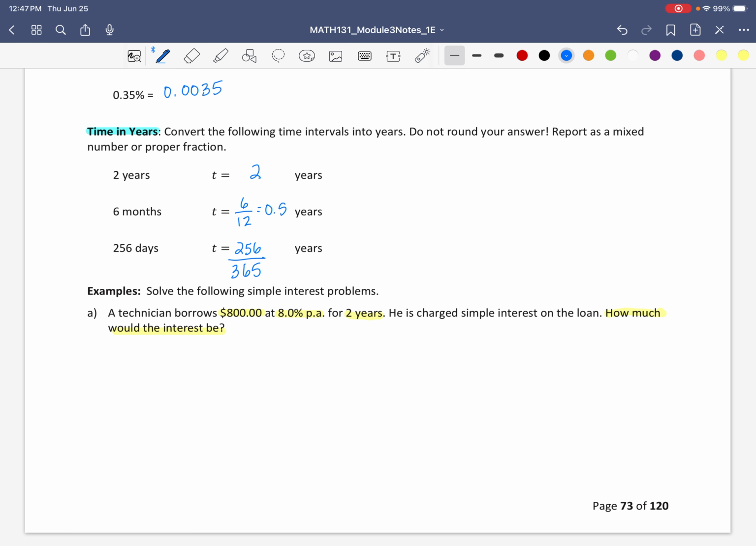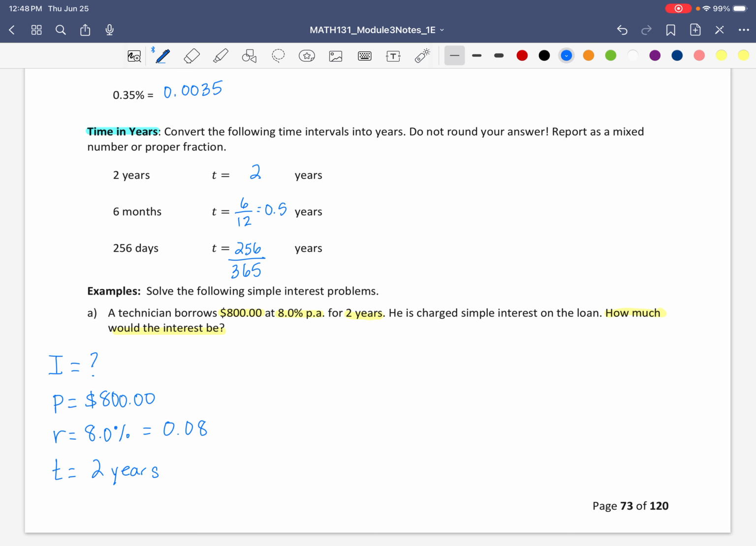All right, so let's write down what we have. We have our I value, that's what we're solving. My apologies. We're solving for I. We have our P value, which is our principal, which is $800. We also have our rate. It was 8.0% per annum, which again, remember, we are going to ensure we use that percentage in decimal form when we go to substitute it into the formula. And then finally, we have our time, which is 2 years.